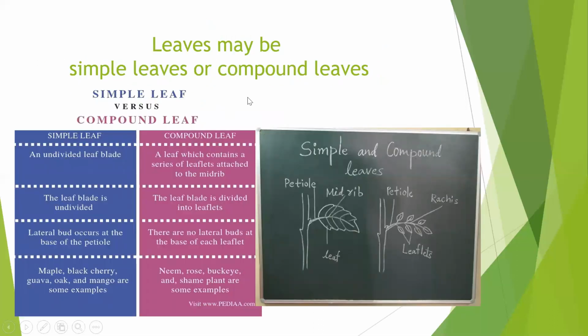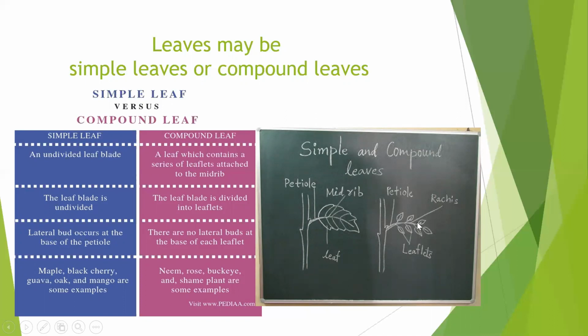The leaves of gymnosperms are of two types. They may be simple or compound leaves. What are simple leaves? The simple leaves are undivided leaves. The leaf blade is undivided. It may have incisions, like you can see in this, but the incision does not touch the midrib.